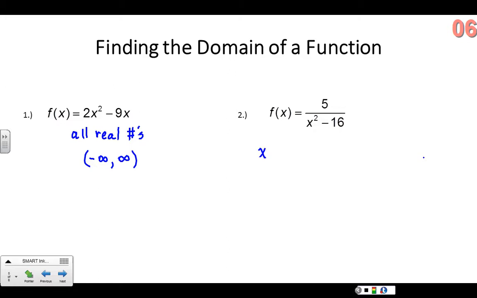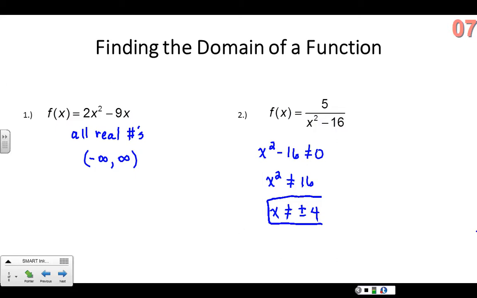So in this problem, x squared minus 16 cannot equal 0. So I need to solve this. I'm going to add the 16 to the other side, so x squared is not equal to 16. Then use the square root property and take the square root of both sides. So x is not equal to plus or minus the square root of 16, which is 4. So the domain of this function says x can be anything except 4 and negative 4.